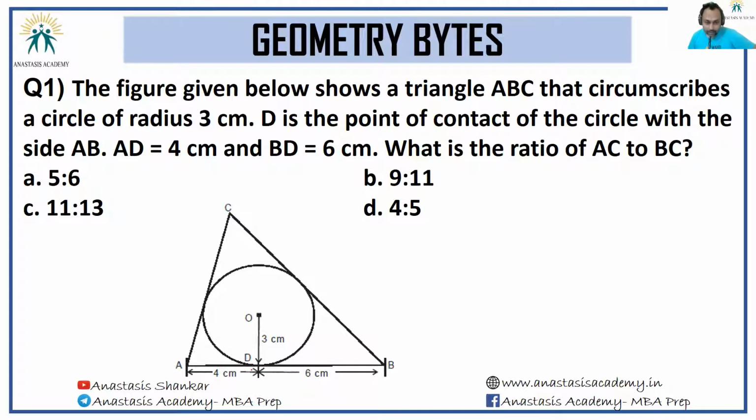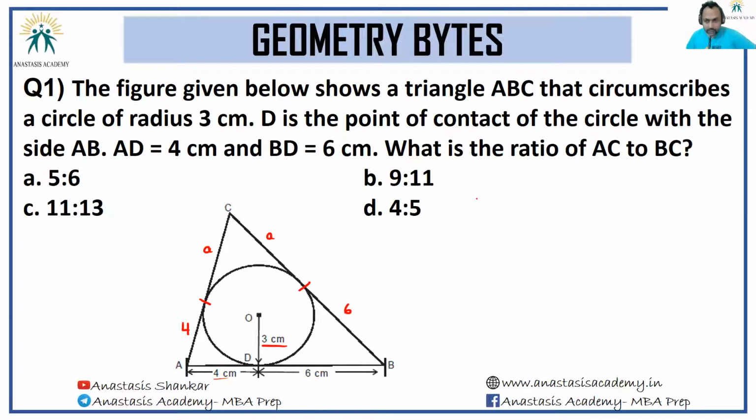First thing, because this is 4, up until this point it will also be 4, and because this is 6, up until this point it will also be 6, because the lengths of tangents drawn from an external point are equal in length. This is what we know. So this is A and this is A. Now we have information about the inradius and we need the ratio of lengths, so we'll have to do this.